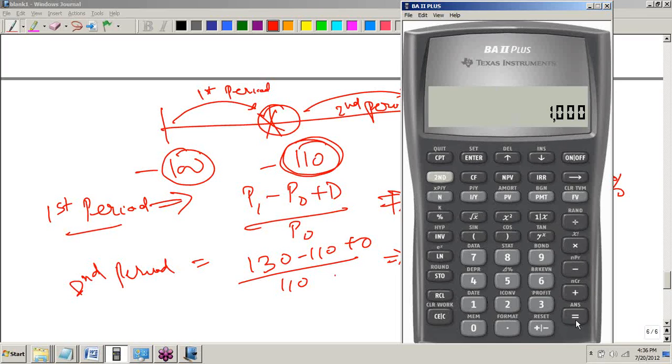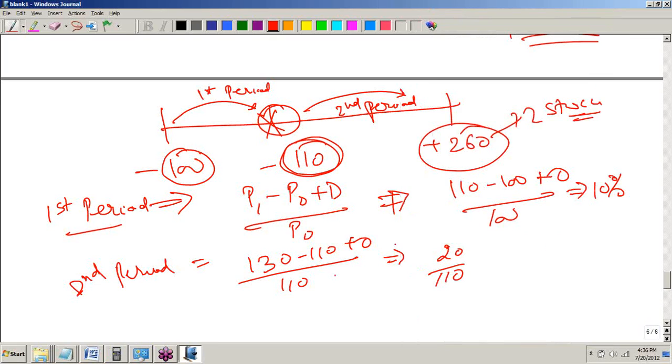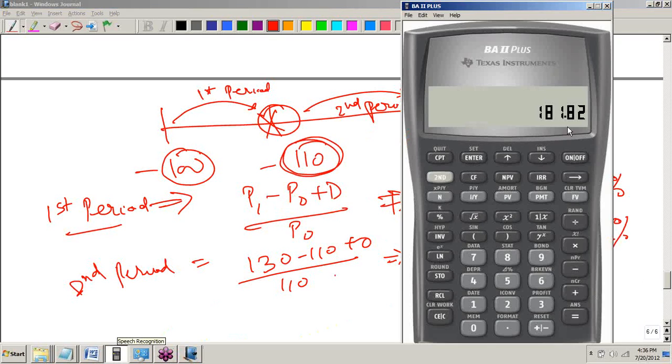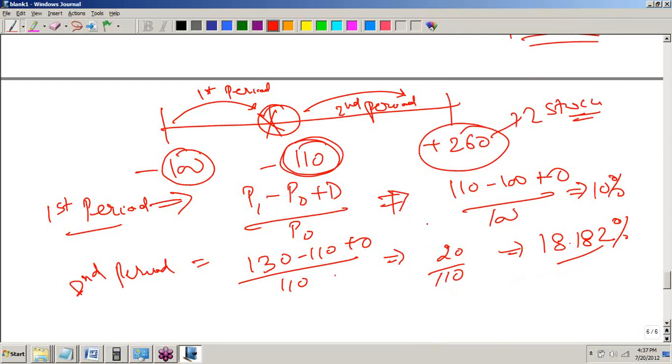18.182%. So do not do it like this. We have to change this format. In the second format, you can change the number of decimal places to 5, and then if you do 20 divided by 110, it will give you 18.182. That is how you should solve it.